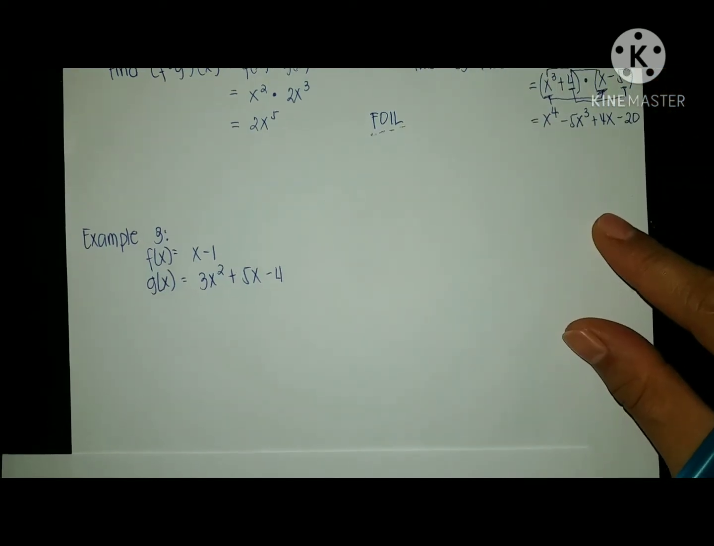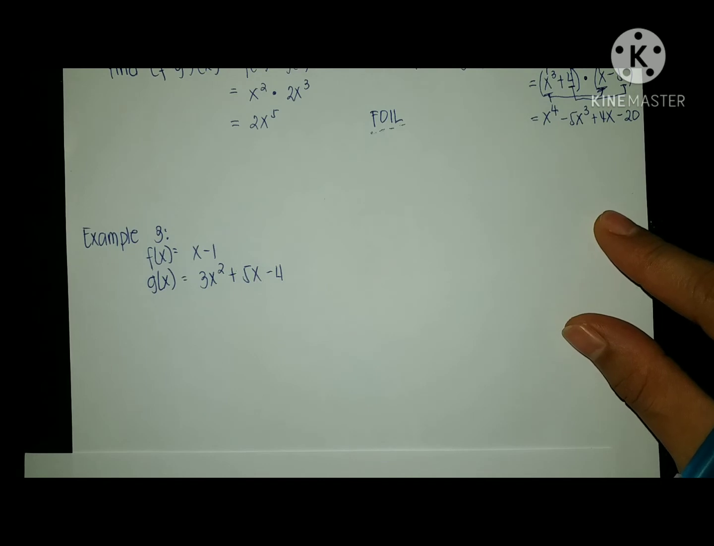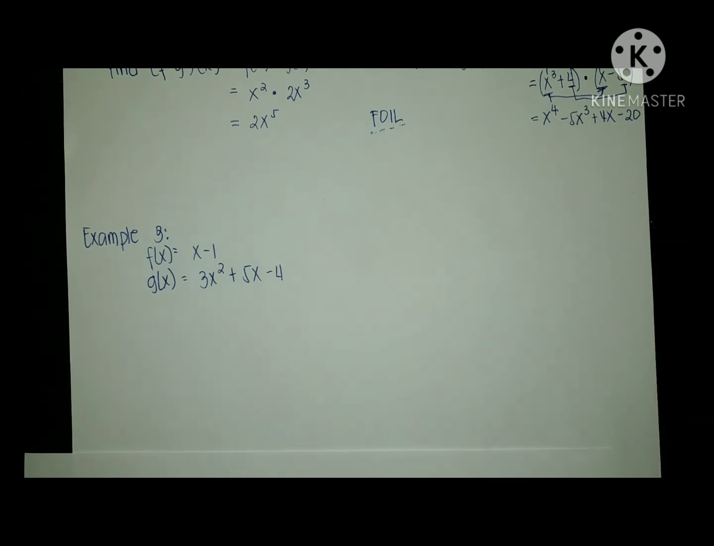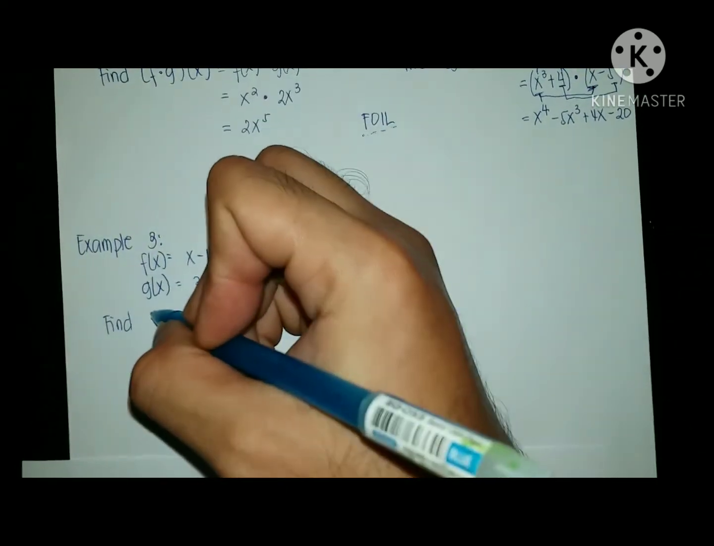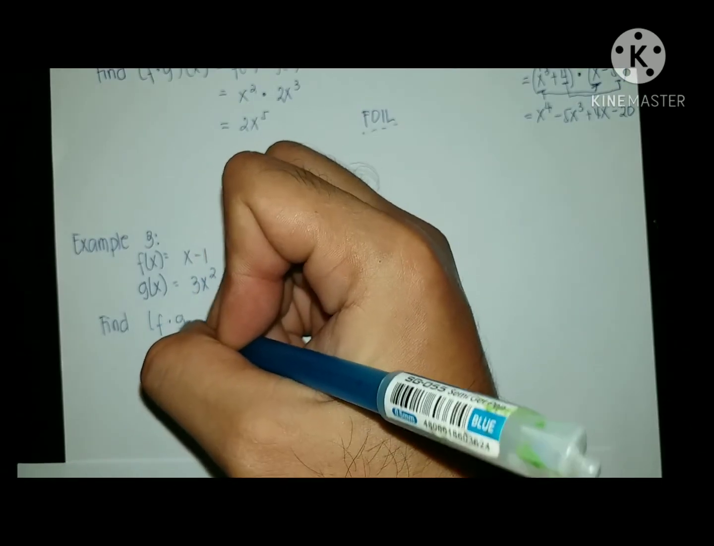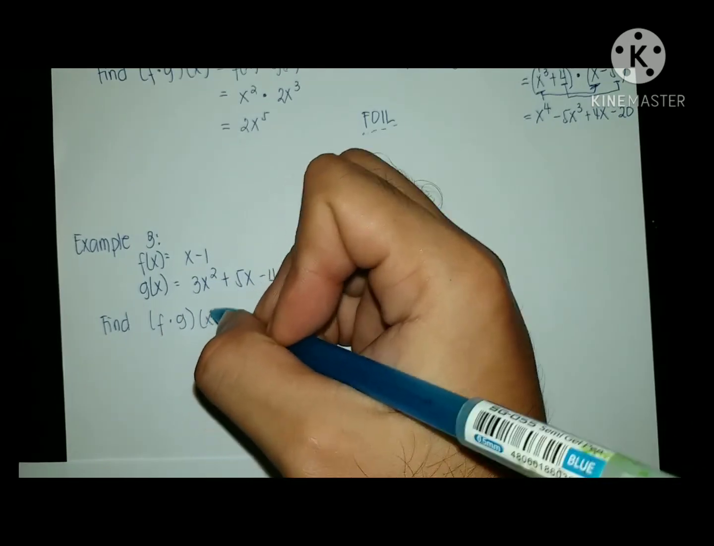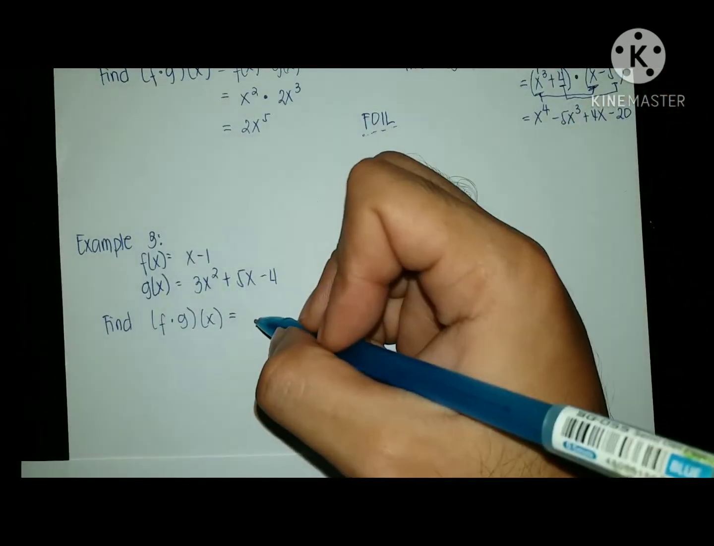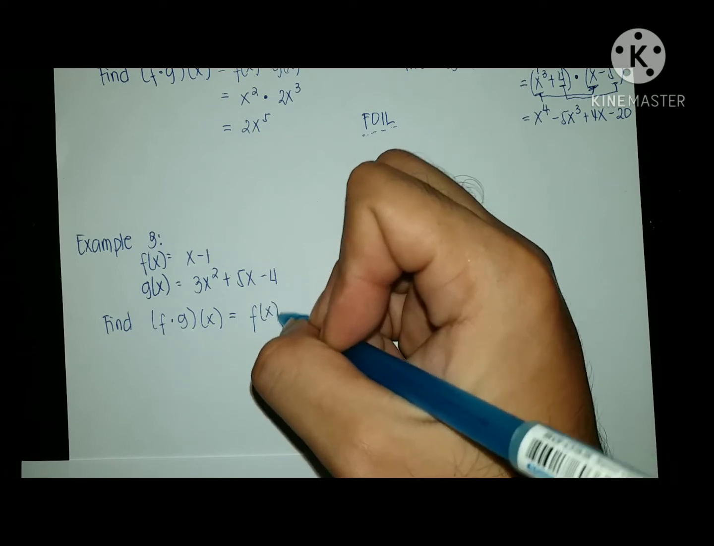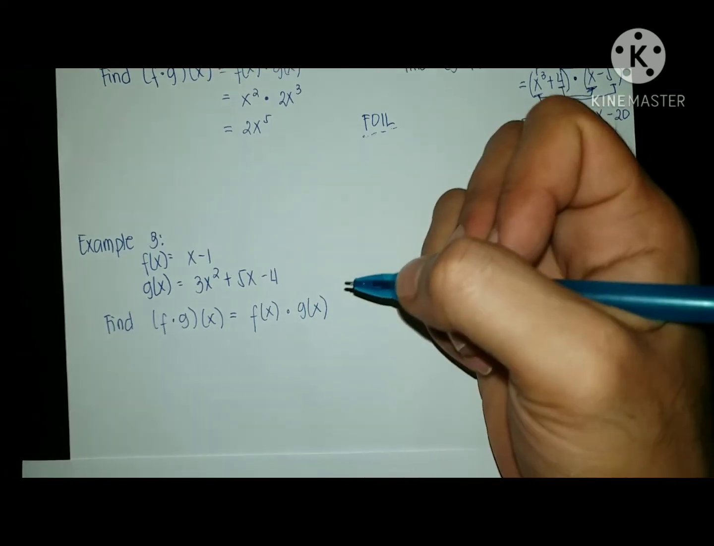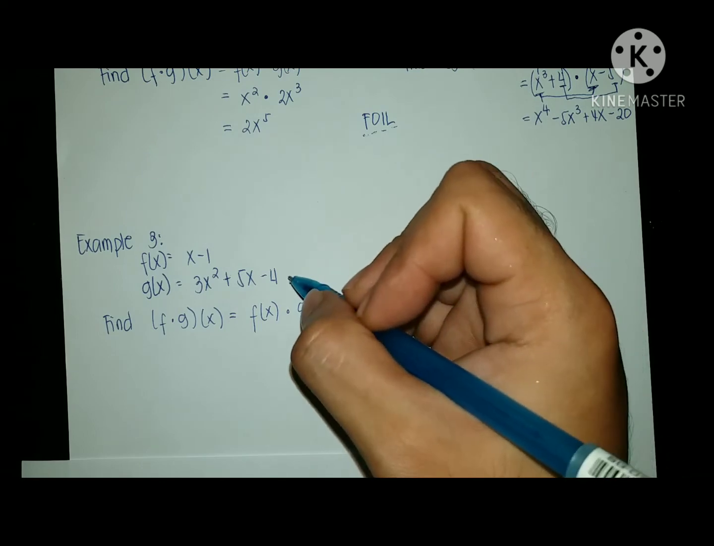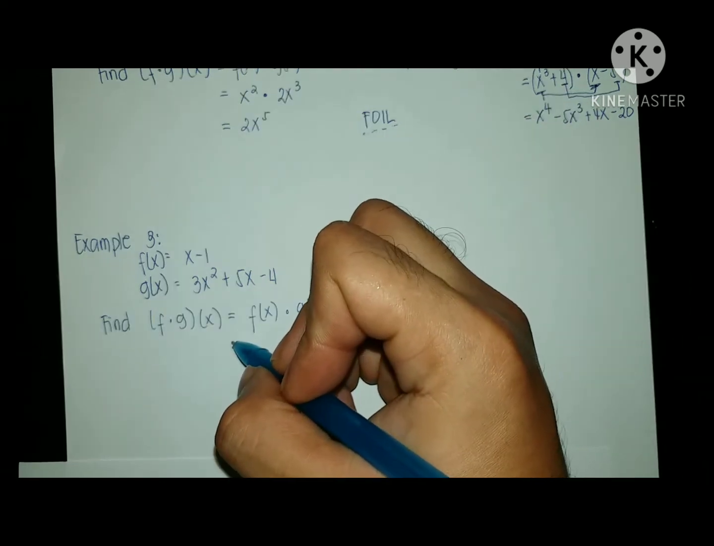So we have f of x is equal to x minus 1 and g of x is equal to 3x squared plus 5x minus 4. So find for f times g of x. So that is also the same as f of x times g of x. So replace them with their corresponding equations or functions.